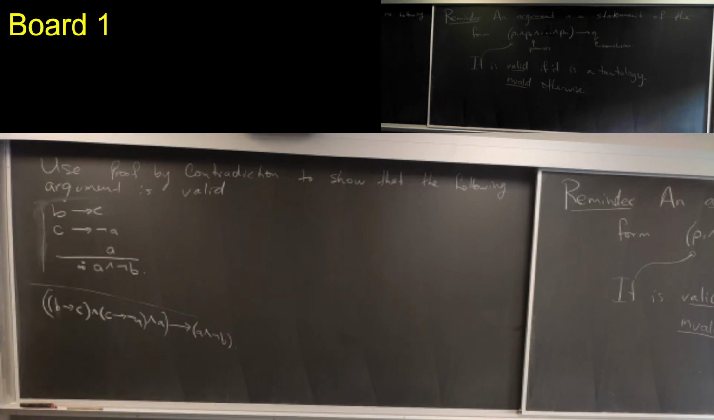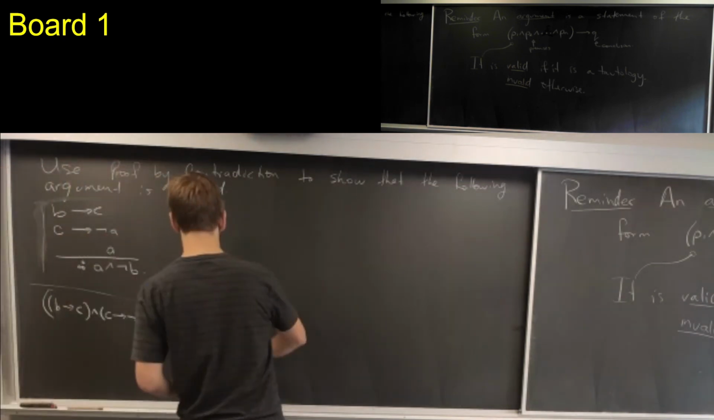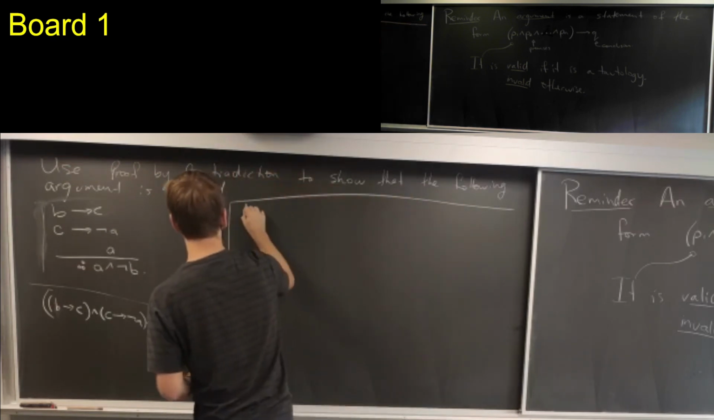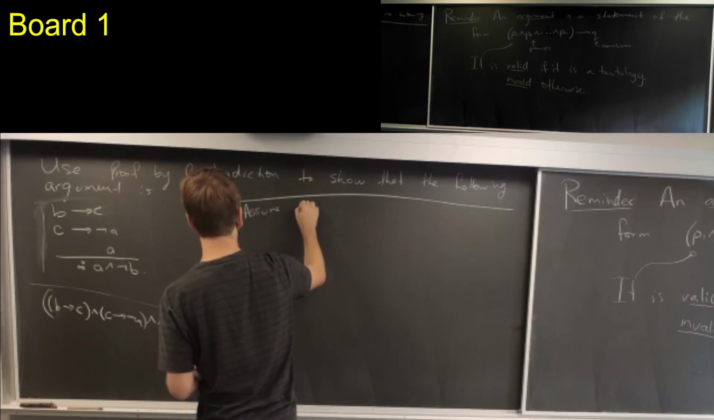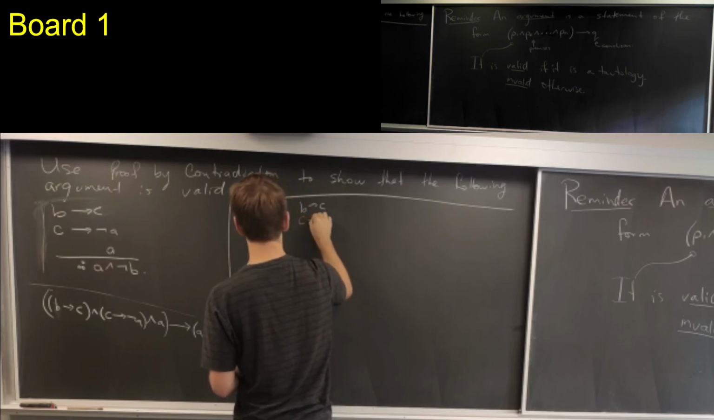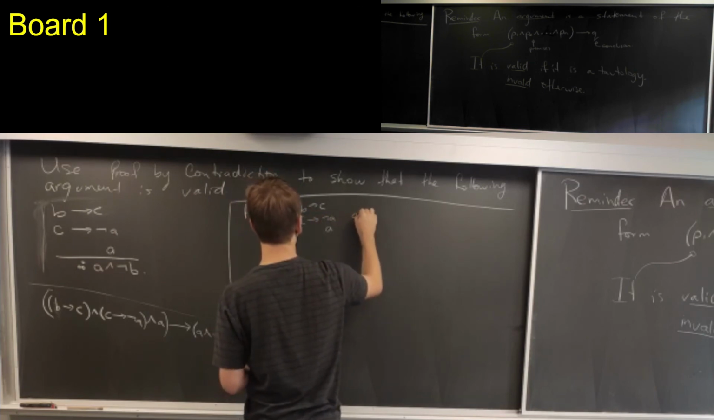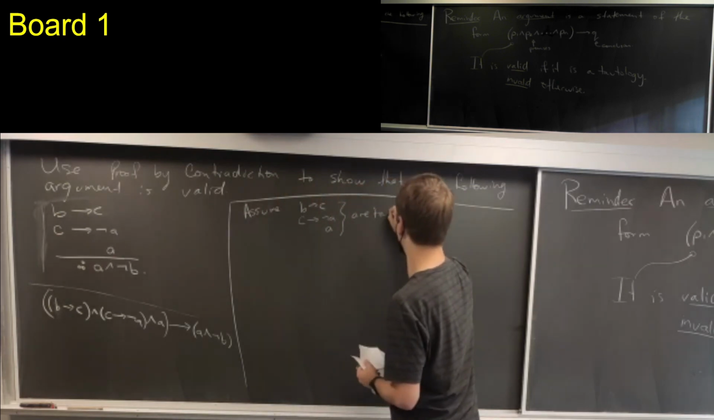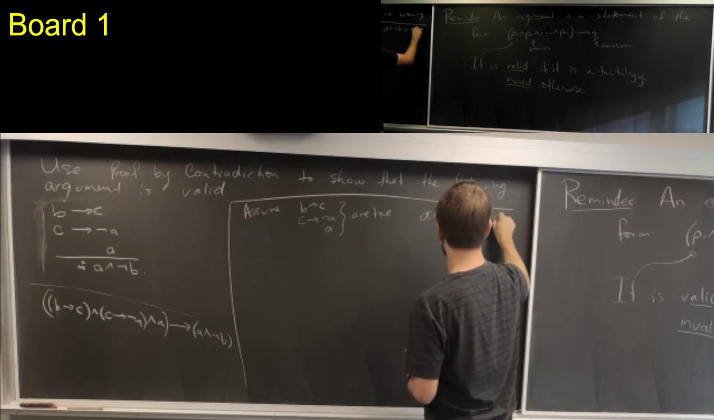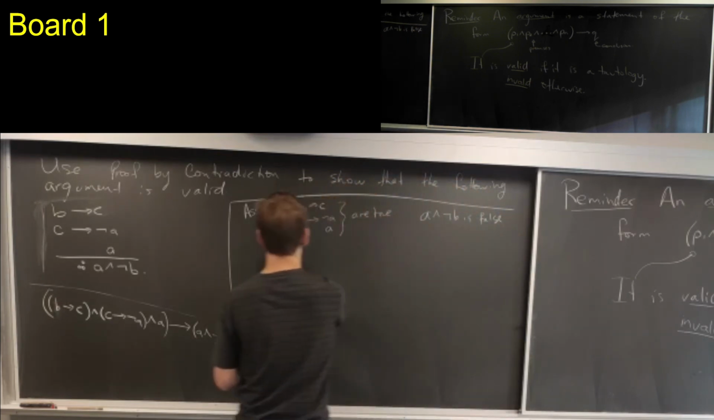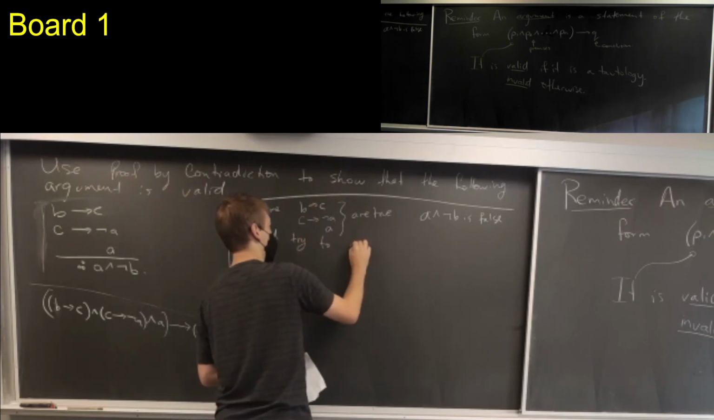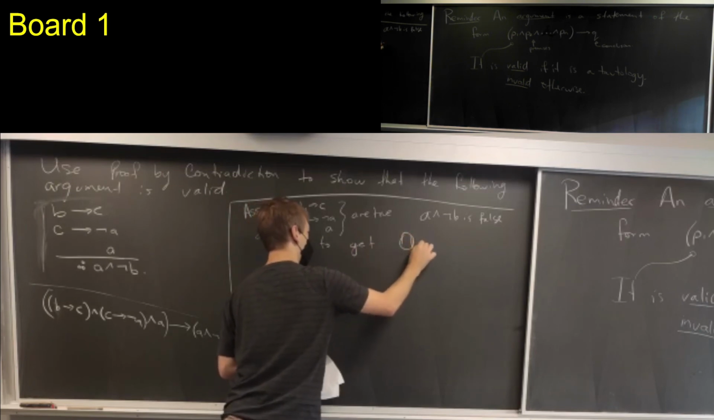And we want to turn that into a contradiction. So the approach is we assume that these three things are true, and that A and not B is false, and try to get a contradiction.